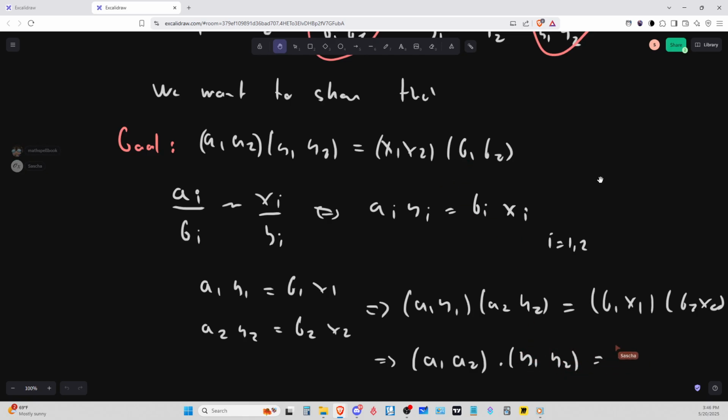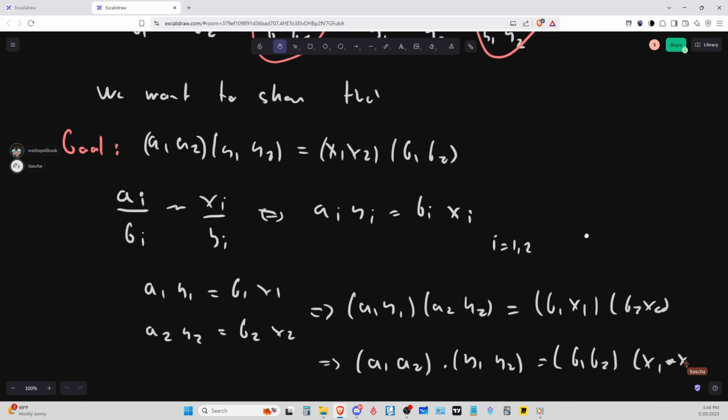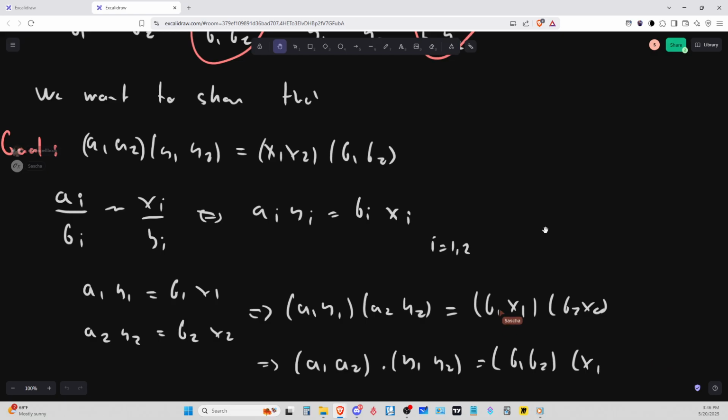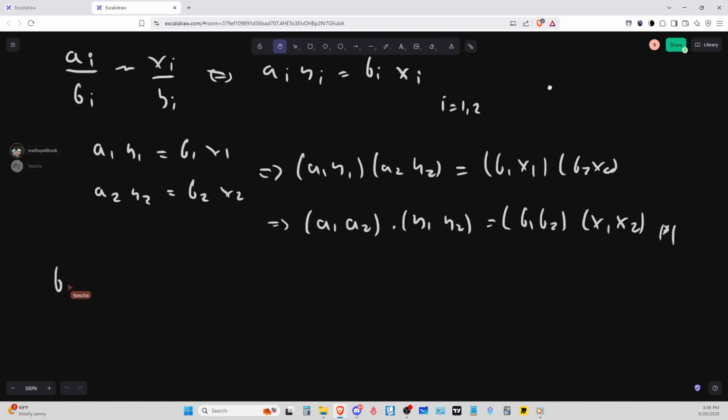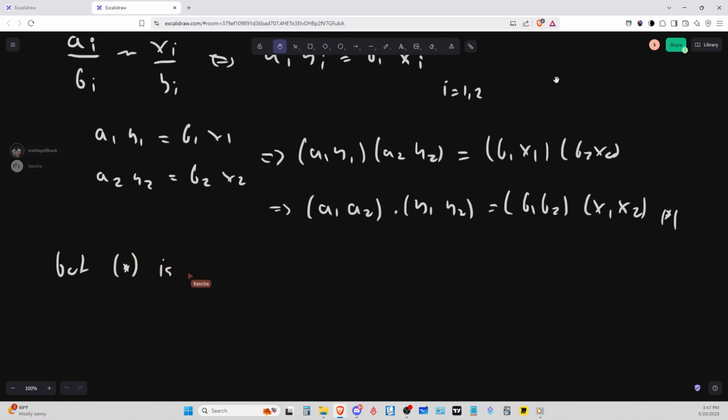y1, y2, b1, b2, x1, x2. Okay. And maybe we can put a little star here and say something like, but star is exactly the identity we wanted to show. The equality we wanted. Thus, multiplication is well defined.